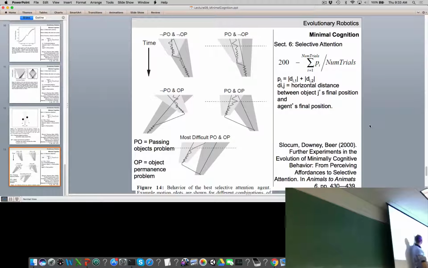Okay, let's take the same robot, put it in a slightly more difficult problem. Now we have the passing objects problem, but not the object permanence problem. I don't know if it says on here, what does the dashed line represent? When the two objects pass each other. Exactly, right? So it's a horizontal line, so it's telling us something happened at a particular point in time. And because we have the passing objects problem, that's the moment in which the further object is now the closer object because it's falling faster.